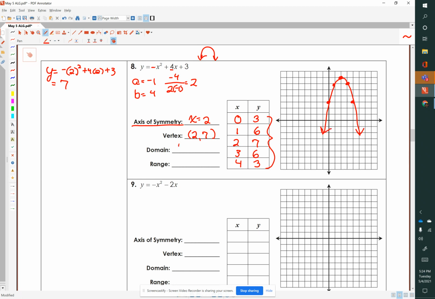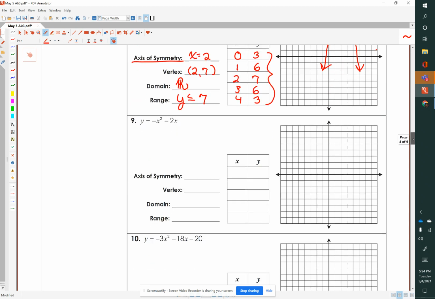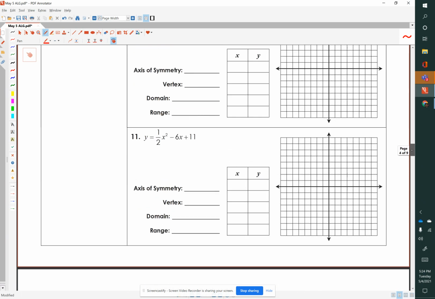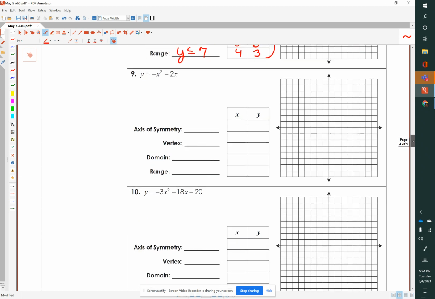And we see that our domain is, again, all real numbers, and our range is going to be values where y is less than or equal to 7. So I hope you can try 9, 10, and 11 yourself, and then come back to the video. And I will be doing all of these, and then we will analyze a graph.